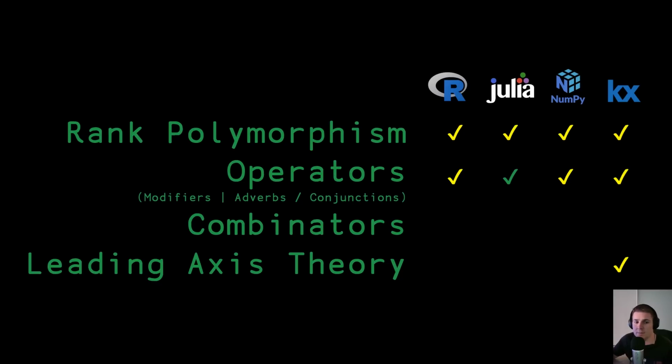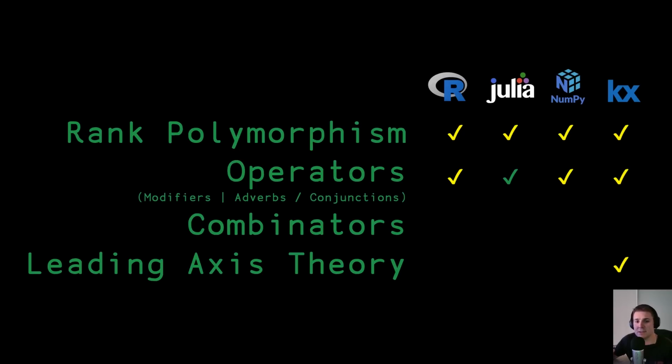Very sad. I love combinators. None of the languages choose leading axis theory as their model. KX, I think, is the closest, but they don't have a rank operator. So it's kind of hard to have a leading axis theory language if you don't have a rank operator, because you end up doing weird things with each left and each right.